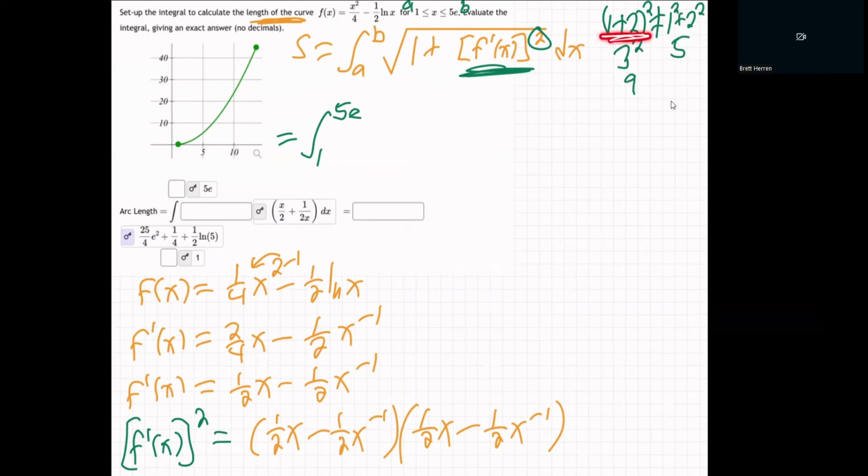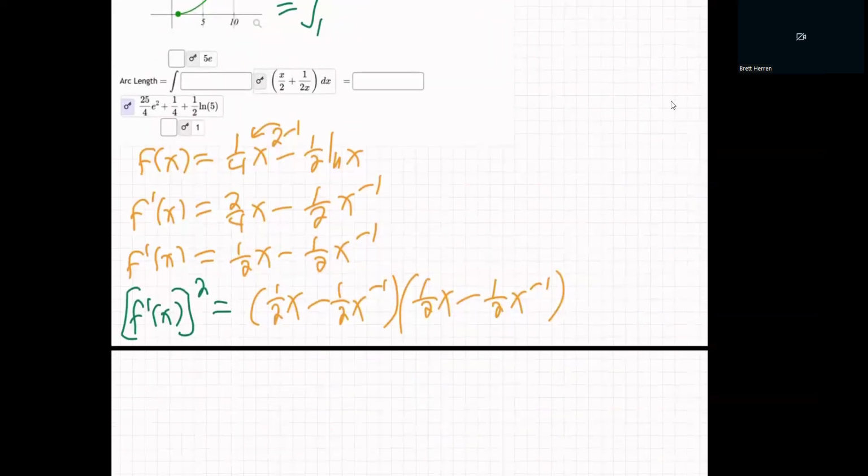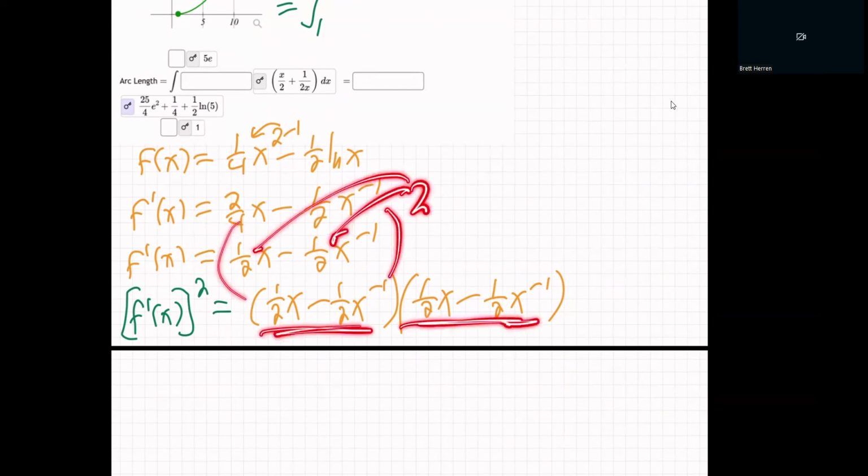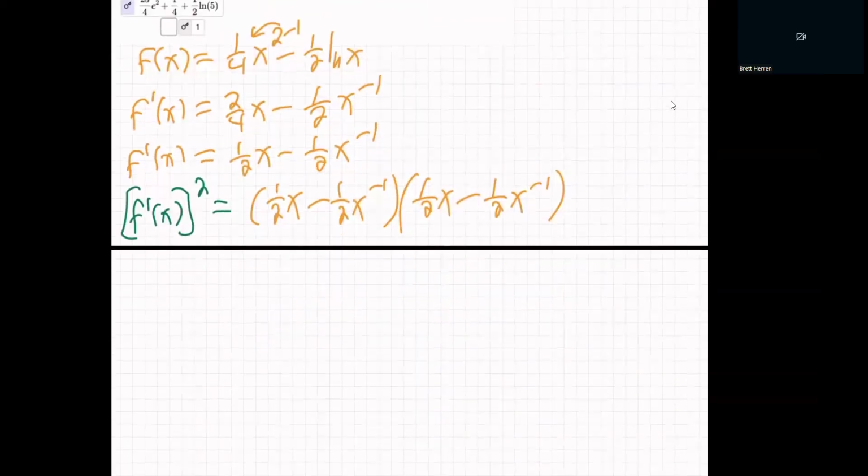So when you have parentheses squared, you can't just square the individual parts. That's not true. I'm just proving to you that a lot of students think, well, I'll just square this guy and square this guy. No, no, no. You have to write two parentheses and we have to FOIL. Okay, so let's do that.